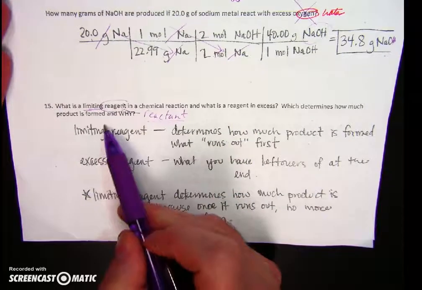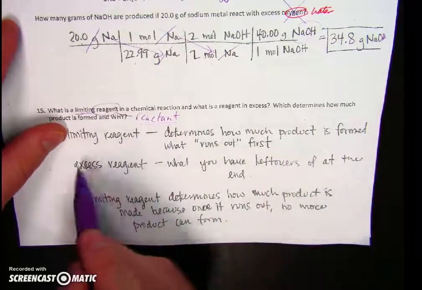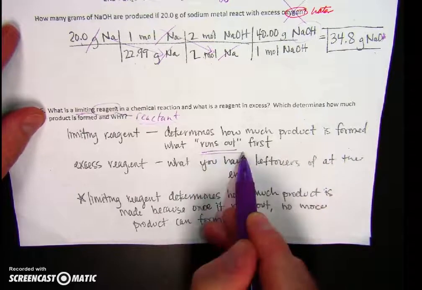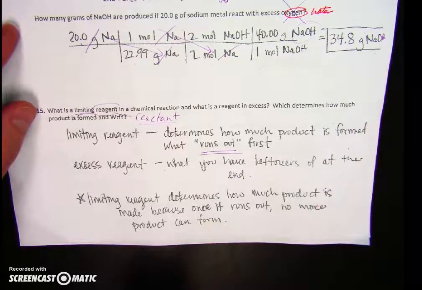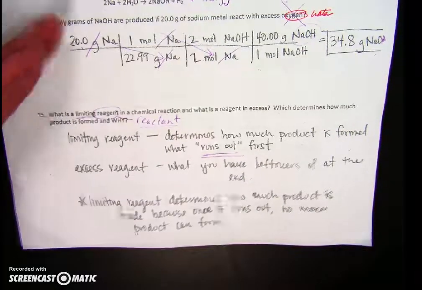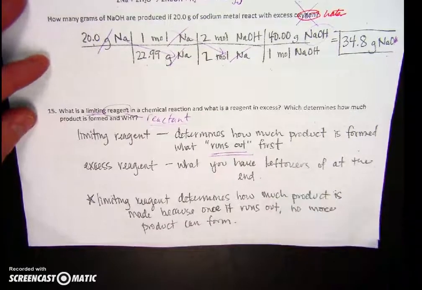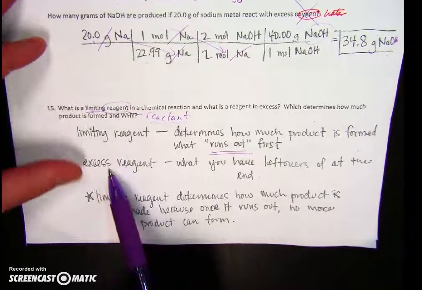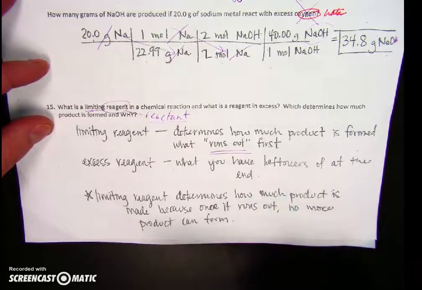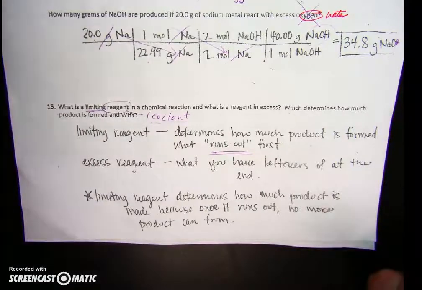Which determines how much product is formed and why? The limiting reagent is what determines how much product is formed because it's what runs out first. And when it runs out, it stops the chemical reaction. How much product you get is therefore dictated on when the reaction stops. The reagent in excess is when you have leftovers. It's the reagent that you have left over because it is not limiting.